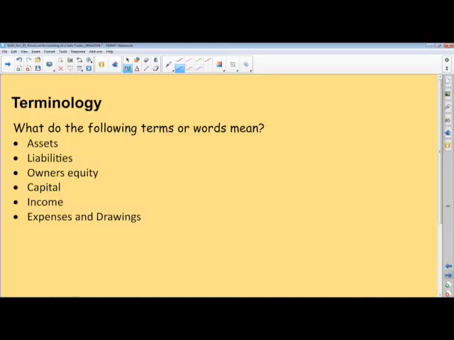Firstly, what does the word assets mean? What does liabilities mean? What does owner's equity mean within a sole trader? Capital? What does income mean? And lastly, expenses and drawings. So I'm going to give you 2 minutes to quickly look at them and give me an example of each.